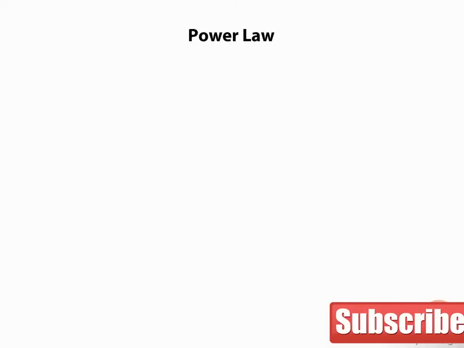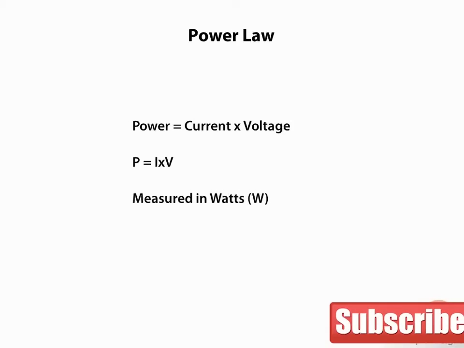The mathematical relationship between power, current, and voltage is known as the power law. Power equals current times voltage, or P equals I times V. The unit of measure for power is the watt. This is an extremely useful equation, so remember it. We will use it a lot. Combining Ohm's law with the power law allows us to solve for power in terms of current and resistance.